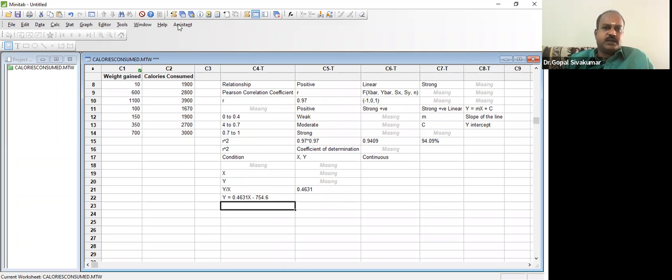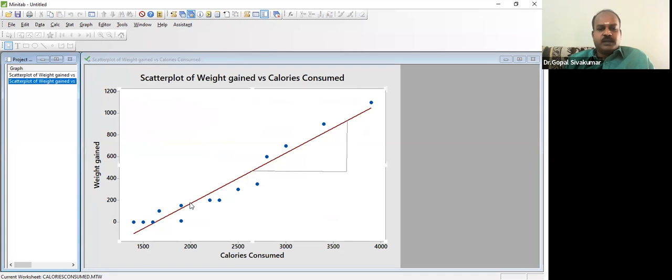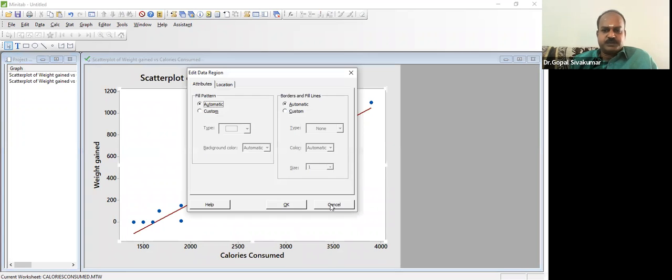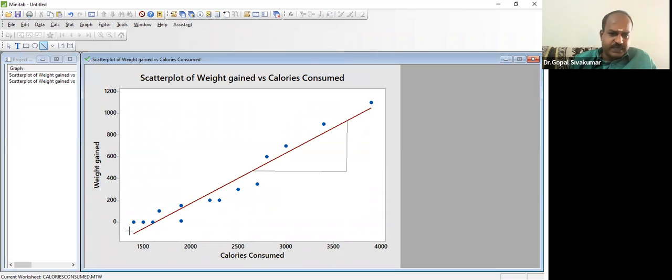And now I want to know the C also. So if you want to know the C, again, what you need to do is you have to extend the line. The line is here. Just extend it. When you extend the line, can you see the line is crossing the y-axis at a point? Yes. The line is crossing the y-axis at a point below the zero level. Find out the point. That is found to be minus 754.6.